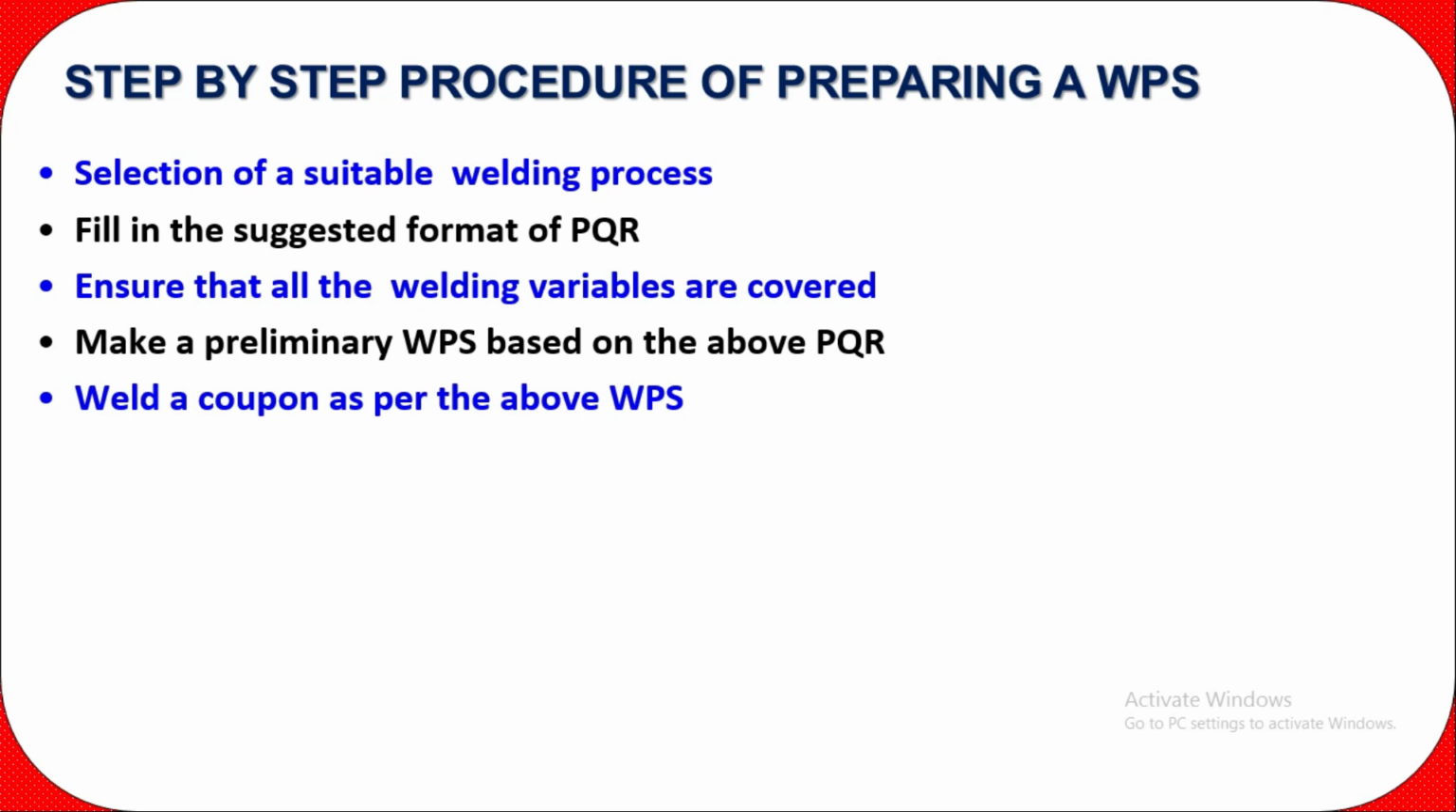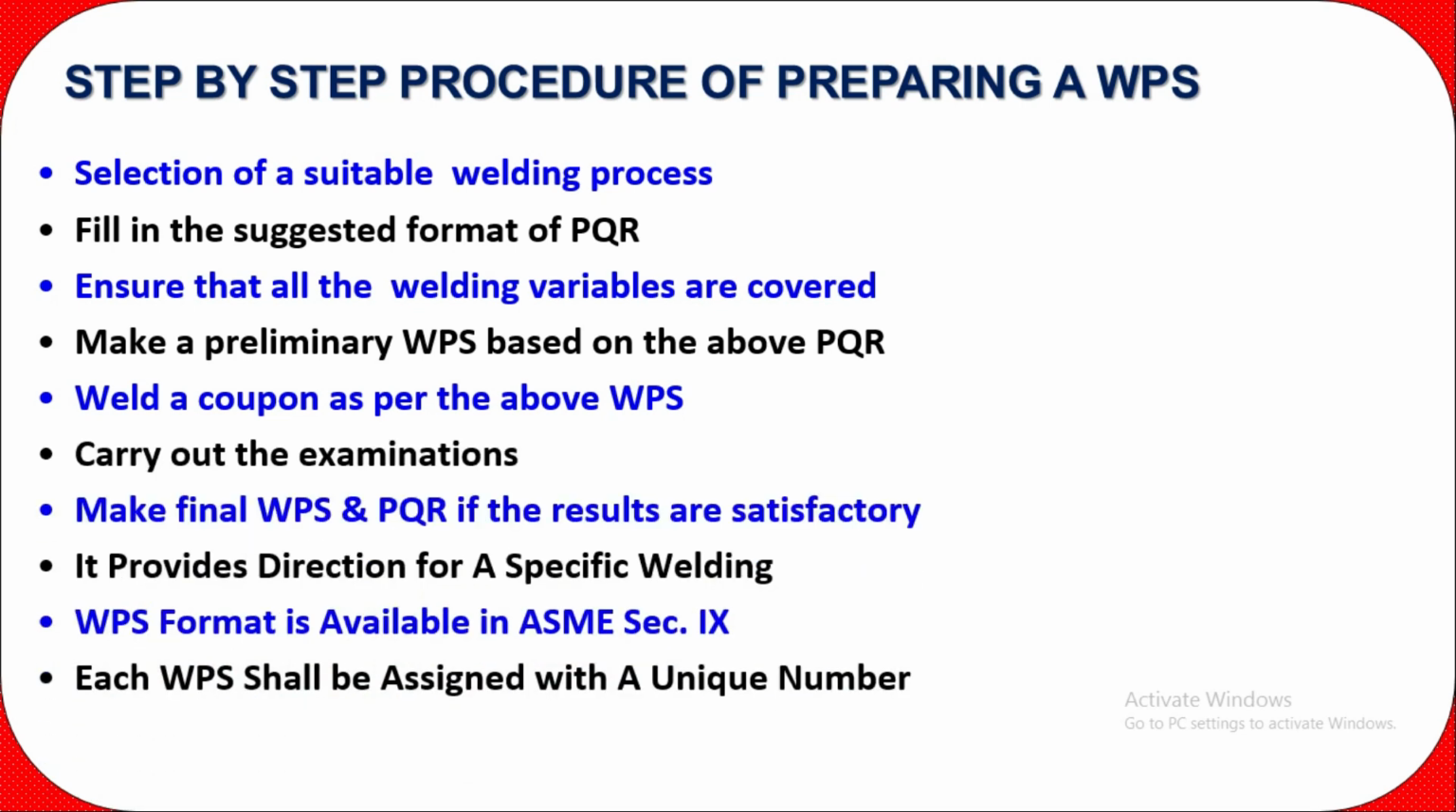Then make a preliminary WPS based on the above PQR. So based on the above PQR, you should have one preliminary WPS. Then you have to weld a coupon as per the above WPS. Meaning after the PQR is finished, there should be a WPS you can finalize. Then you have to make the weld coupon. You weld as per the WPS, and you have to prove that the PQR fulfills the requirement. Then the WPS can be used at site.